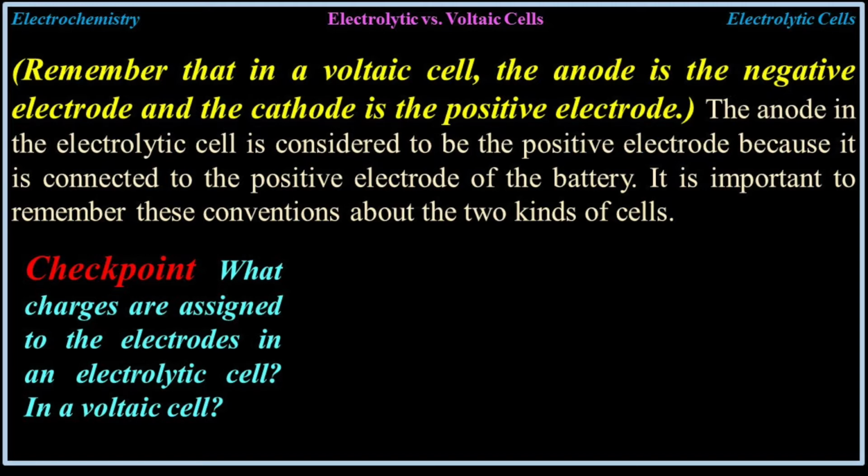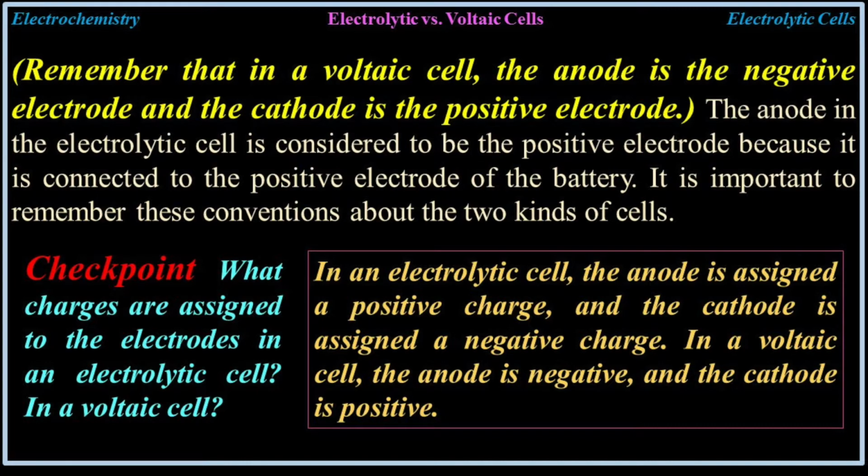Let's think. In an electrolytic cell, the anode is assigned a positive charge and the cathode is assigned a negative charge. In a voltaic cell, the anode is negative and the cathode is positive.